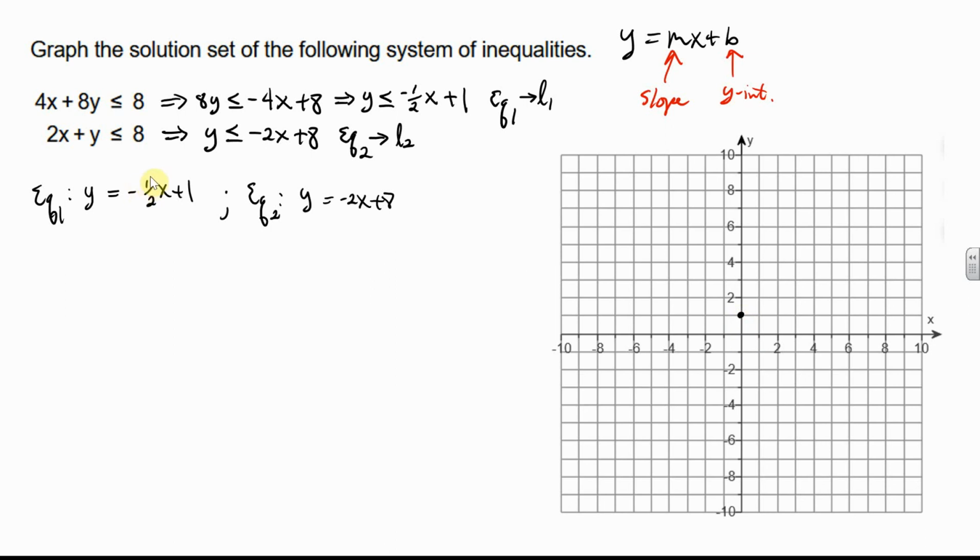You remember that means go down 1, go over to the right 2, from a point. The point where we are is this y-intercept. So I'm going to go down 1, go over 2, and I'm here. Then I'm going to draw a straight line. So now, for that equation 1, it says y less than, so I'm going to shade in everything under this line.